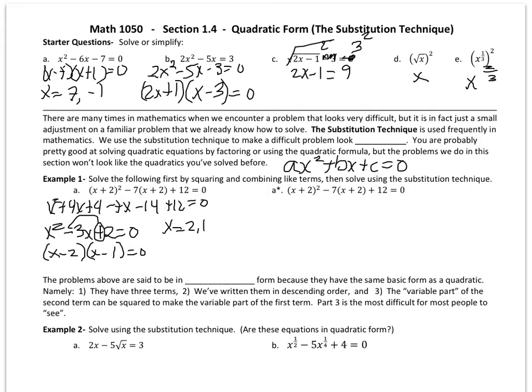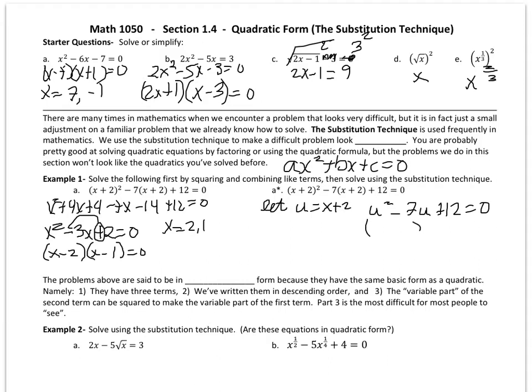Okay. So now here we're gonna let, and you can choose any variable, I just choose the variable u. I'm gonna let u equal x plus 2, and I'm gonna substitute it in. So instead of x plus 2 squared, I now have u squared. Instead of minus 7 times x plus 2, it's minus 7u plus 12 equals 0. Now we're ready to factor.